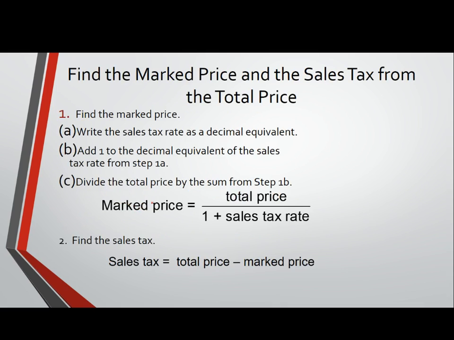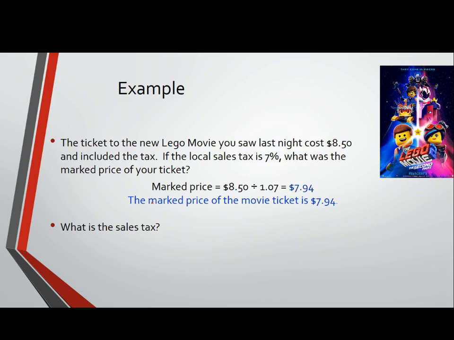So let's say I have the total price and I want to figure out the marked price and the sales tax. So I'm going to walk you through an example here. So let's say the ticket to the new Lego movie you saw last night, oh, it's not new anymore, cost $8.50 and included the tax. So they charged you $8.50, but there was some tax in there as well. So if this local sales tax is 7%, what was the marked price of your ticket?